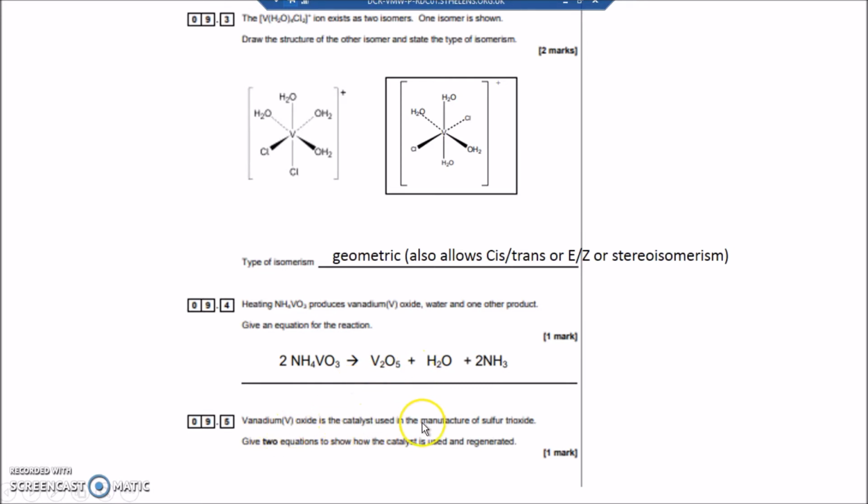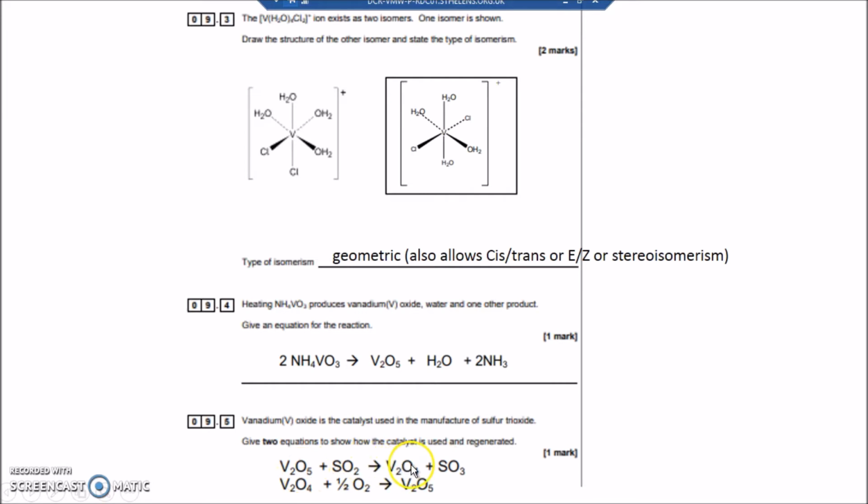Vanadium 5 oxide is the catalyst used in the manufacture of sulfur trioxide, SO3. Give 2 equations to show how the catalyst is used and regenerated. So we use V2O5 in the manufacture of sulfur trioxide from SO2. So sulfur dioxide makes sulfur trioxide, with V2O5.